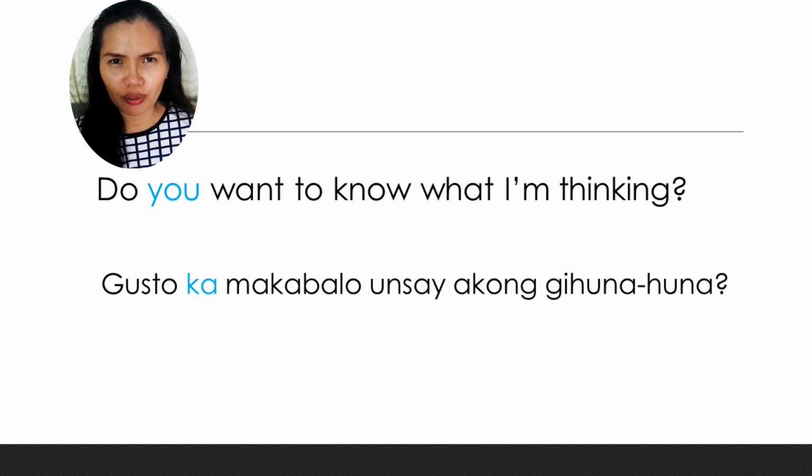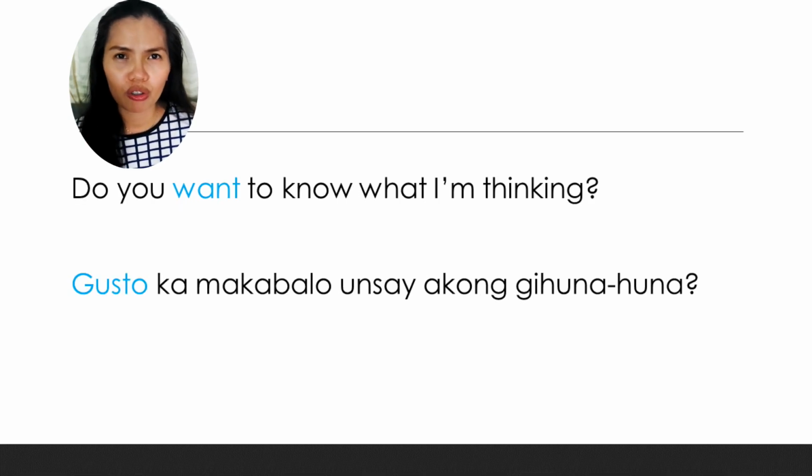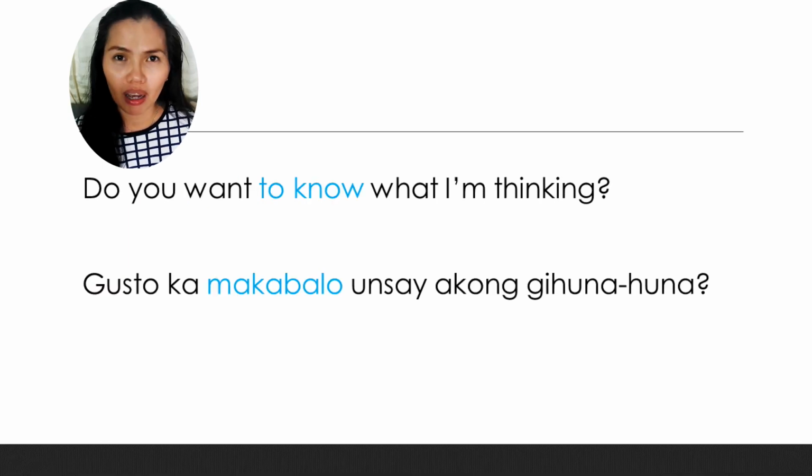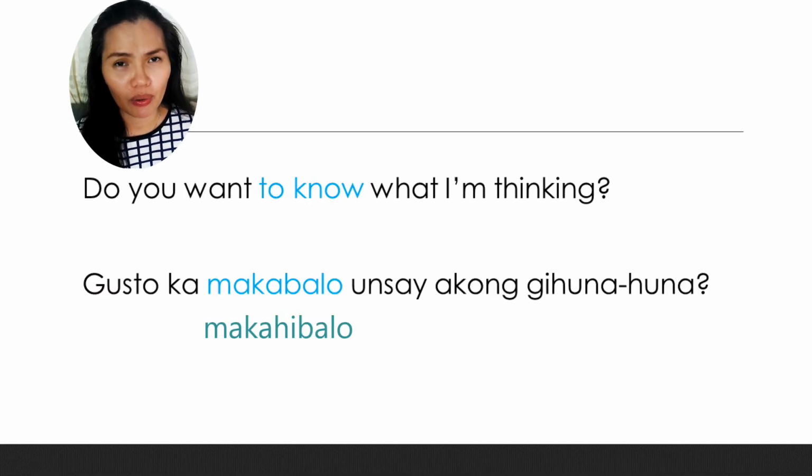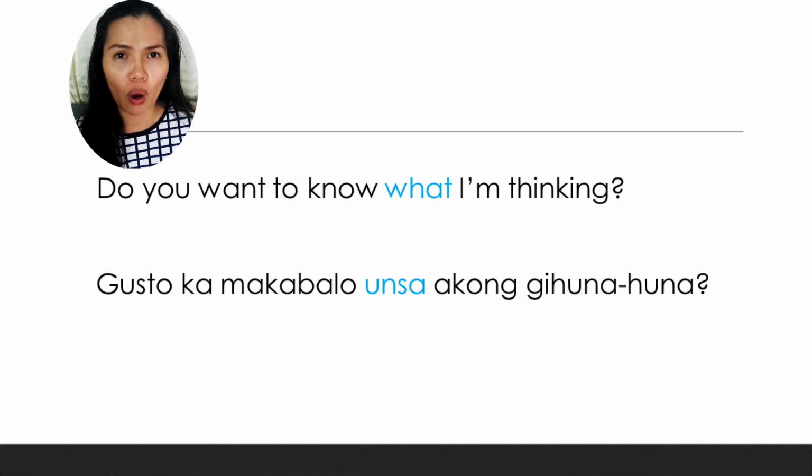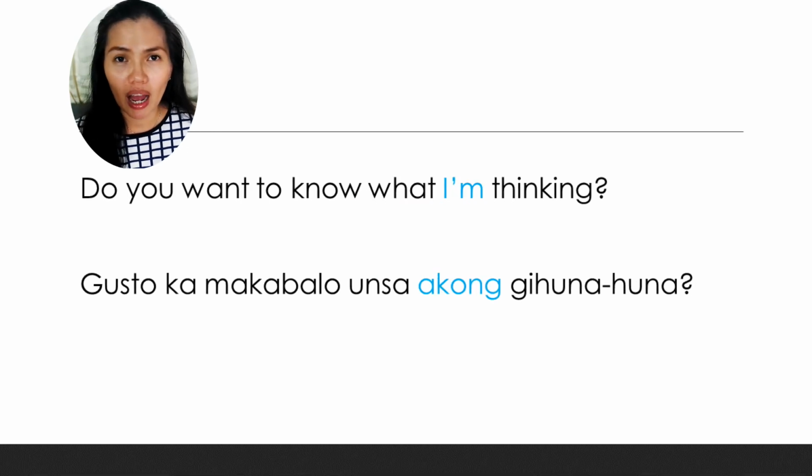I think a lot of you know this already if you're following my lessons. Okay? So you is ka. Gusto. Gusto means want. Makabalo or makahibalo means to know. What is unsa? Unsa. I'm or I is akong. The ng here is actually a contracted of the nga linker. So, akong, okay?